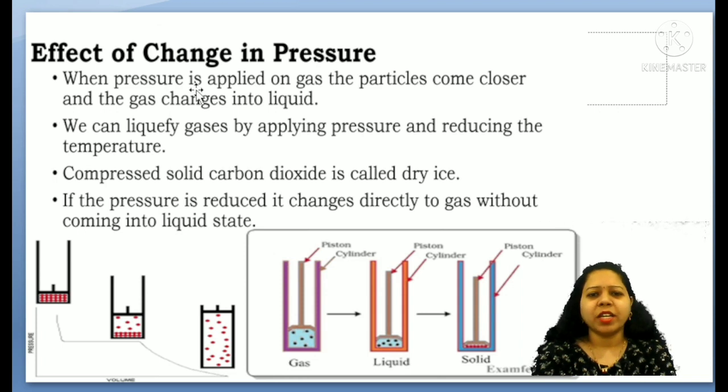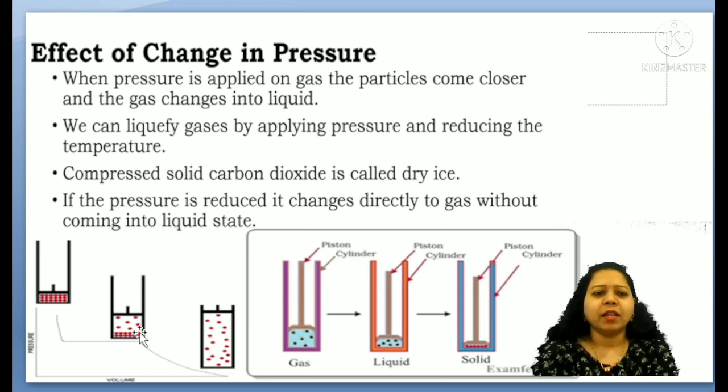What will be the effect of change in pressure on matter? We'll see. When pressure is applied on gas, particles come closer and the gas changes into liquid. For example, if you consider this is a gas and whose particles are very far away from each other. When we increase the pressure on those particles, what happens? Those particles come closer, and that's why it changes into liquid. Because in liquid, intermolecular space is less. That's why when we apply more pressure on the gaseous state, it can be easily converted or turns into liquid.